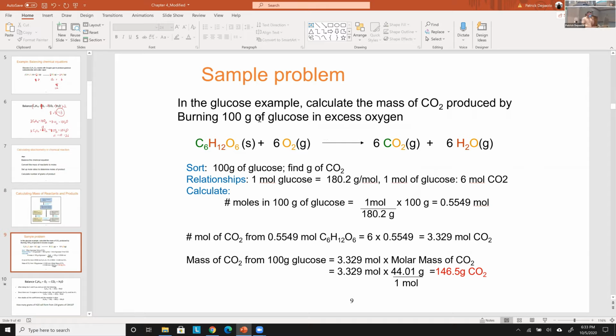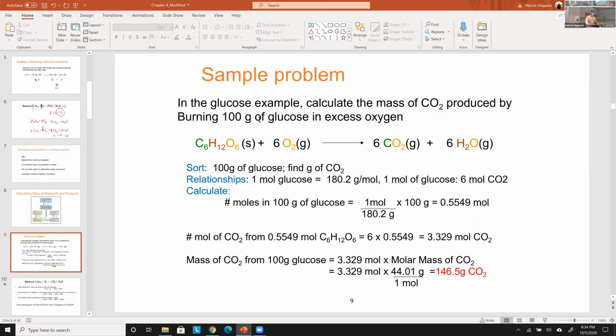In a glucose example, calculate the mass of CO2 produced by burning 100 grams of glucose in excess oxygen. The excess oxygen part refers to just a flame being there, or a lot. You have an unlimited amount of flame, so you're good. So if we were burning 100 grams of glucose, and we're given this equation, the first thing we do is determine if it's balanced. Since we balanced it already, we know it's balanced. So now we have 100 grams of glucose.